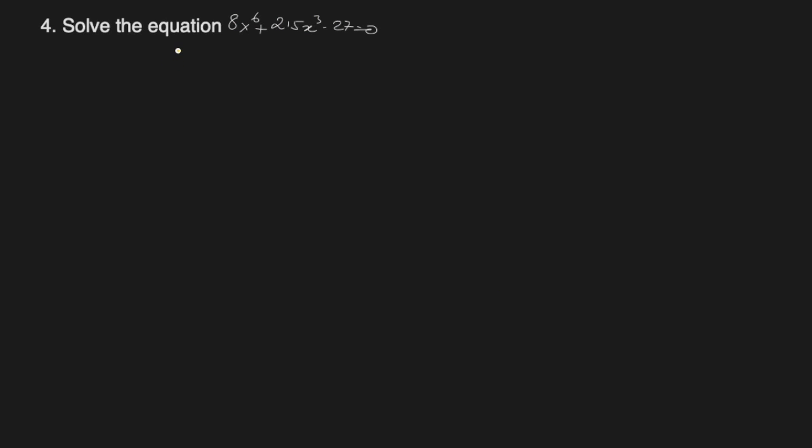Here's question number 4. Solve the equation, whose degree is 6, and we can see that it has x cubed here and there is no power here. That means we can convert it to quadratic form, because 3 is half of 6. How? We can say let x cubed equal t. So this becomes 8t squared. Why? Because x cubed squared will be t squared. So x to the power 6 is t squared. That's why this is t squared.